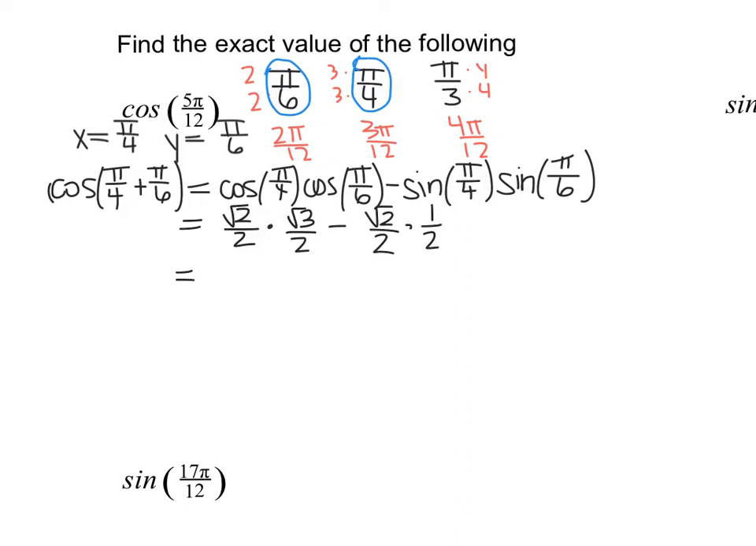Radical 2 over 2 times radical 3 over 2 is radical 6 over 4, minus radical 2 over 2 times 1/2, which is radical 2 over 4. Because they have the same denominator, I can write it as a single fraction as radical 6 minus radical 2 all over 4. So that is the exact value for cosine of 5 pi over 12.